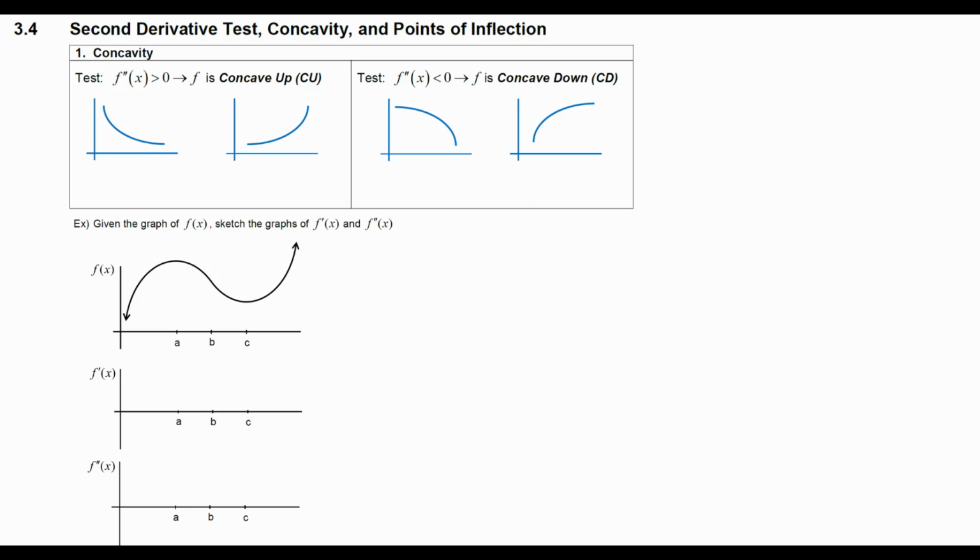It gives you the shape of the graph. It gives you the inflection points. It also can tell you about relative extrema. So let's start. Concavity test.